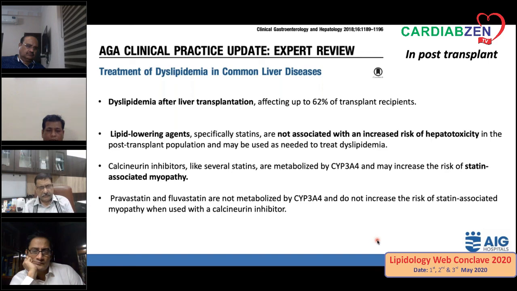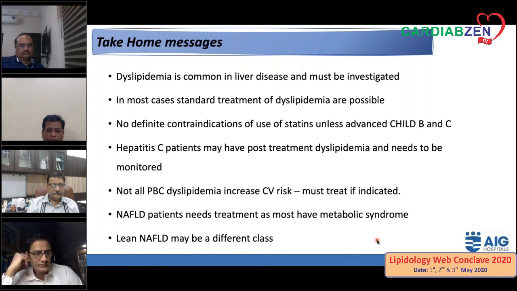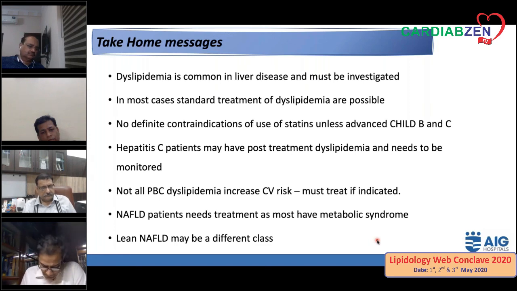So finally, dyslipidemia is common in liver disease, and we should investigate every liver disease for dyslipidemia. Wherever necessary and indicated, standard treatment of dyslipidemia is possible. There is no definite contraindication of use of statins unless we are dealing with somebody with Child B and Child C cirrhosis. Hepatitis C patients, even after they clear the virus, need to be monitored for development of dyslipidemia. The exact mechanism is not known. Not all PBC dyslipidemia has increased cardiovascular risk, but this must be treated if indicated.